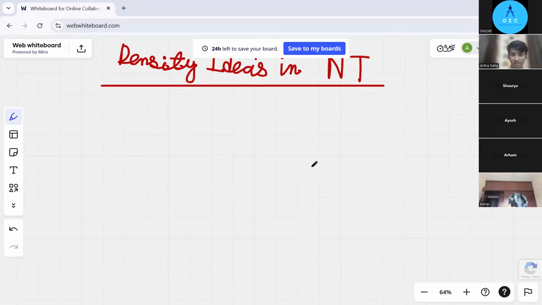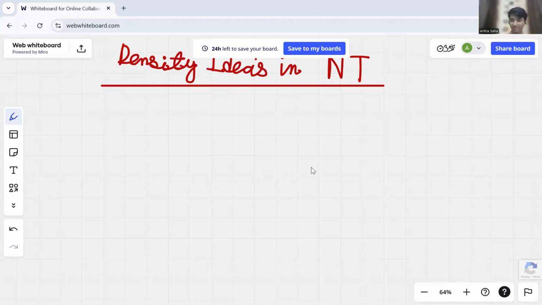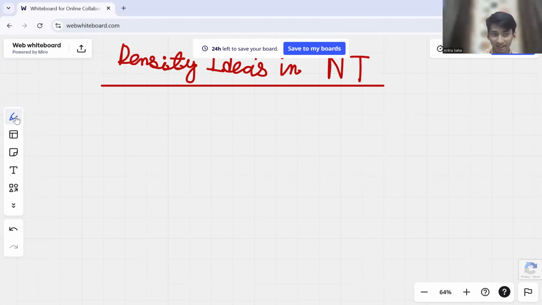So we'll start today with density ideas in NT. At first I'll define what is the idea of density. If I have to say in one line, it's kind of like size in NT, but it's not exactly size. You look at the size only, but after a certain point, you want to compare two things and their sizes. So take something like a polynomial p of x.